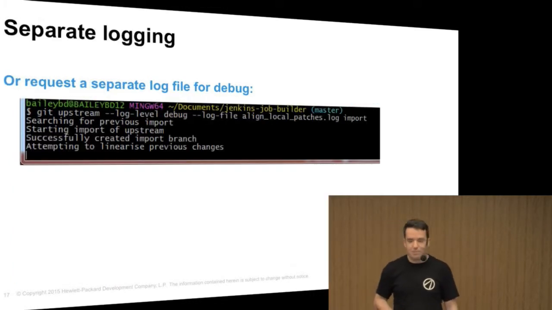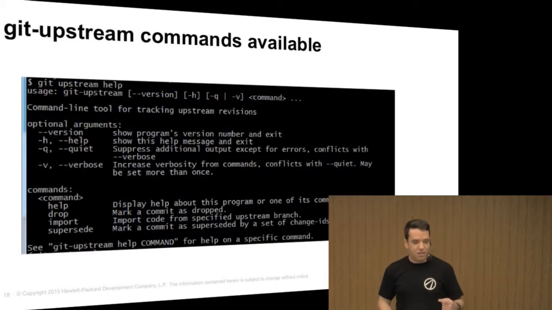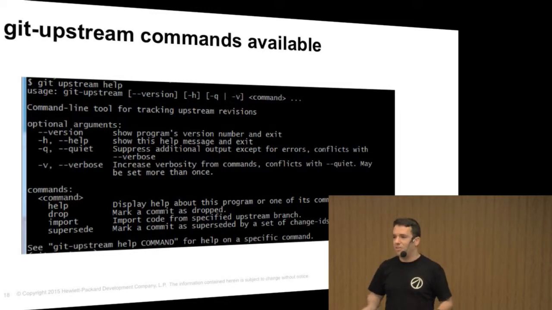Ideally, if you're going to report a bug, I'd prefer if you try and at least do the debug to a log file, so you don't have to spam your console, but I have some idea what happened. And there are additional commands, but I'm only going to focus on the import one. There are 2 helper commands, a drop and a supersede, to deal with the odd situations where there's no way you can automatically determine that someone has a patch up there that now completely supersedes yours.